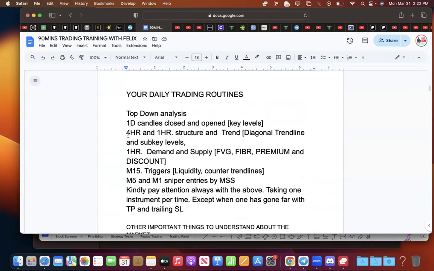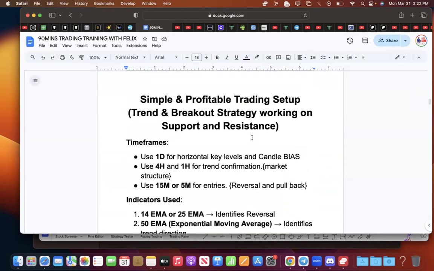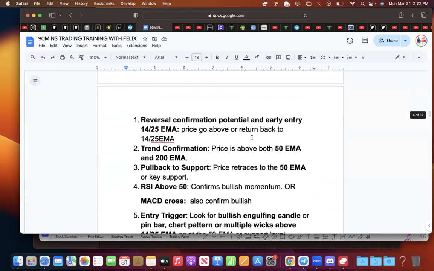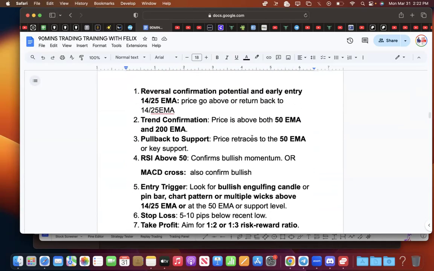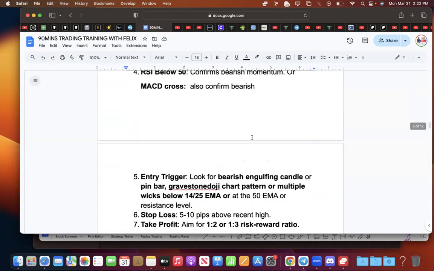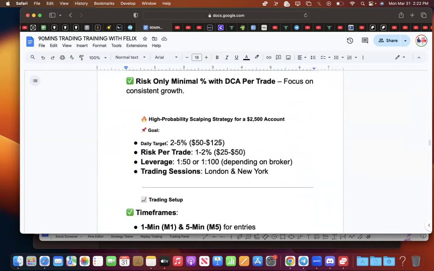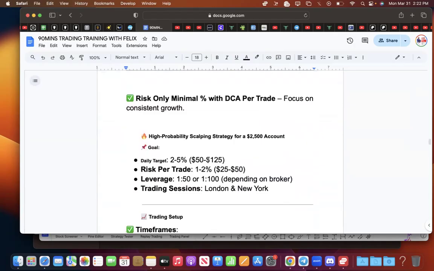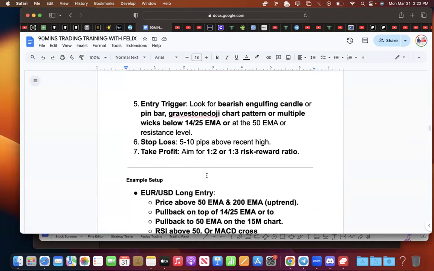So your daily trading routine. There's something I need to show you here on your trading. What's your daily target? It's very, very important. You need to establish how much you are going to be trading with. For instance, the setup here says daily target 2.5. So look at risk: how much am I trading with? Okay, you are trading with $500.